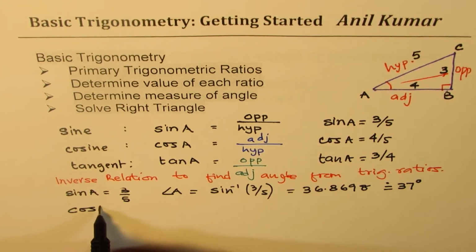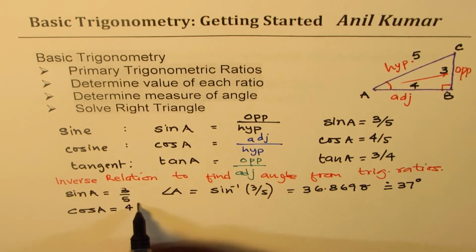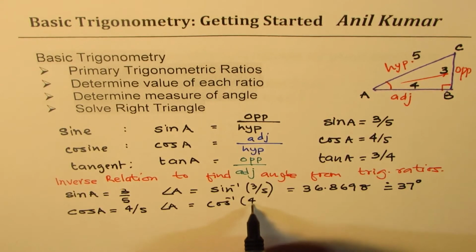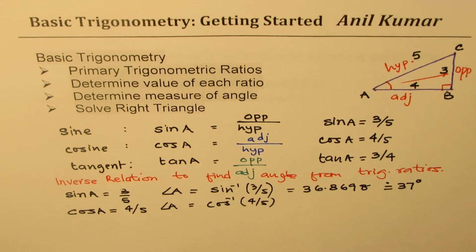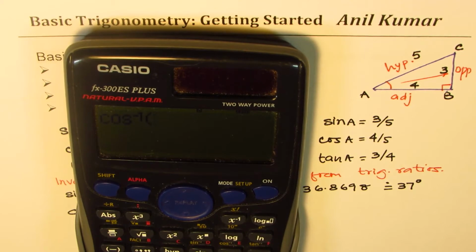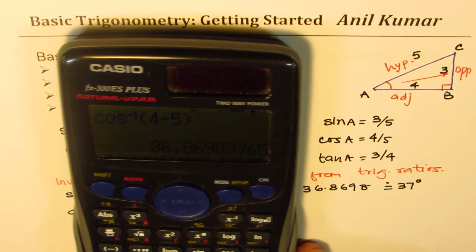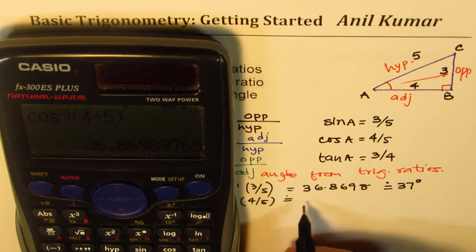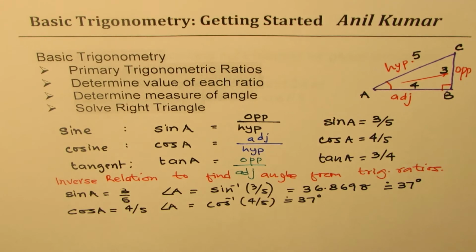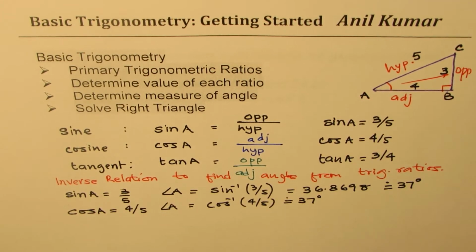So if I say cos A equals 4 over 5, then my angle A could be cos inverse of 4 over 5, correct? So let's do this time with cos. See what we get. Shift cos inverse 4 divided by 5 equals 36.8698, exactly the same. Do you see that? So this also gives us approximately 37 degrees. You can test it out for cos of the angle. Perfect. Always it will give you the same answer.